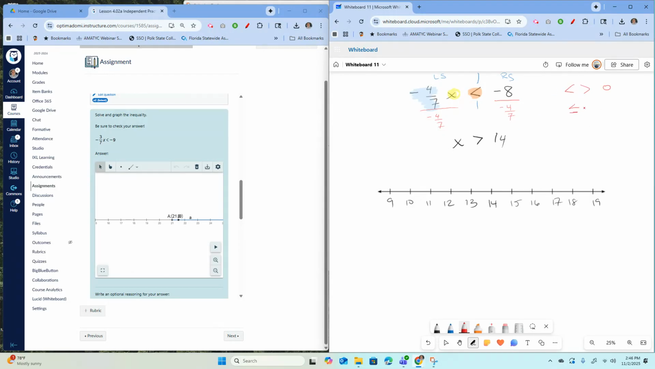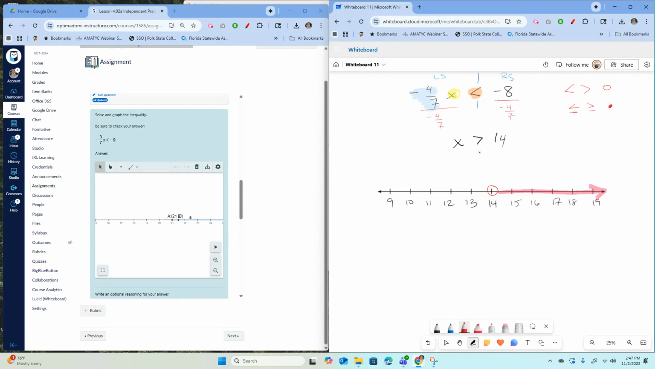When you have one of these two, less than or equal, greater than or equal, it's going to be a solid dot. So I have a greater than, so I'm going to put an open dot here. And then look what it says here. I want all the numbers bigger than 14. Where's all the numbers bigger than 14? To the right of 14. And that's what I'm shading, okay?